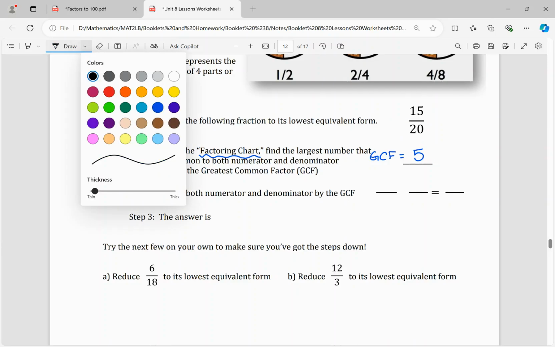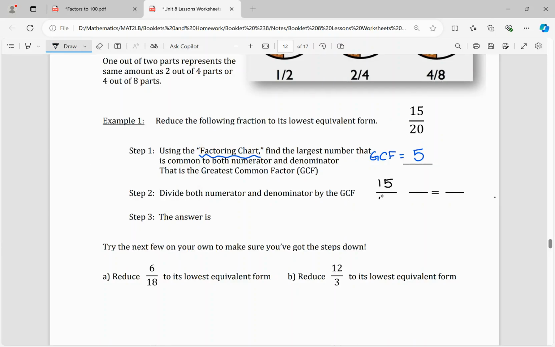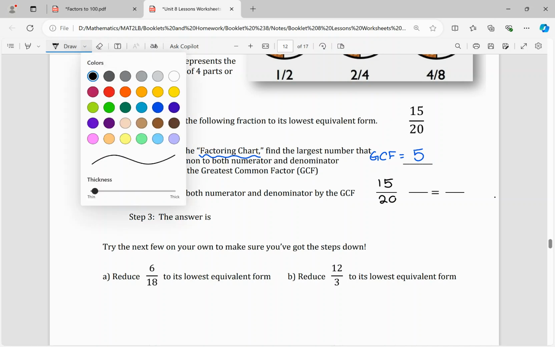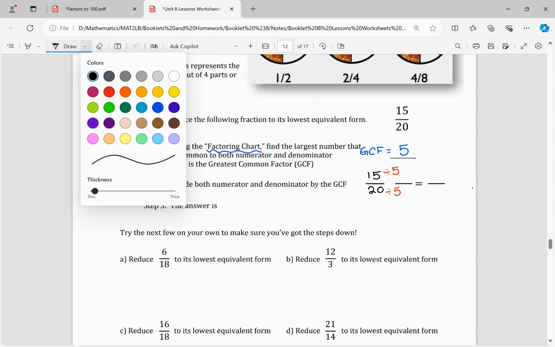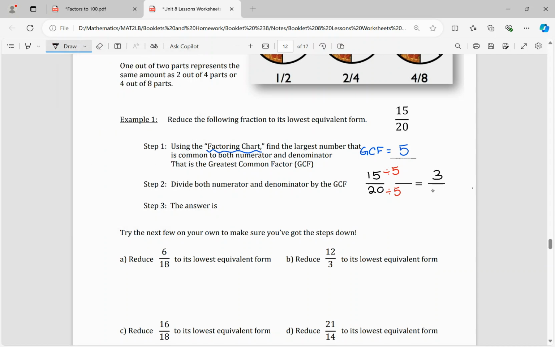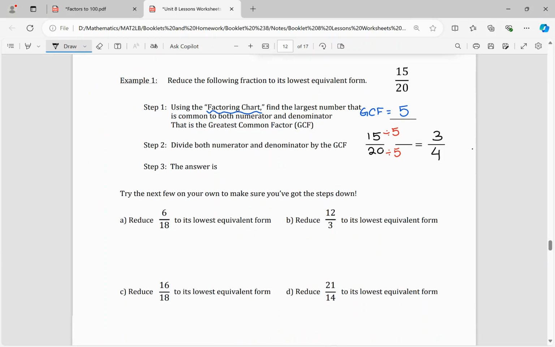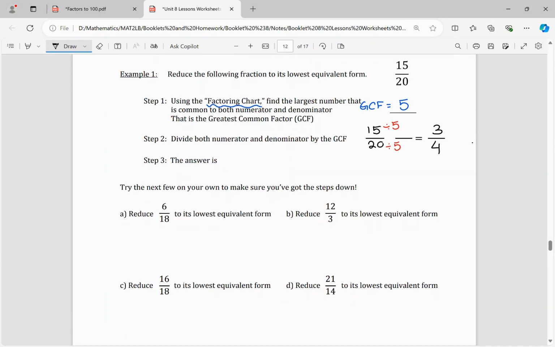So our fraction was 15 over 20. What you're going to do is you're going to divide the top number by 5, which you're allowed to do as long as you also divide the bottom number by 5. Luckily, both of these will work out nicely. 15 divided by 5 is equal to 3, and 20 divided by 5 is equal to 4. As long as you've picked the largest factor that they have in common, what you'll be left with is simplest form, which in this case is 3 over 4.